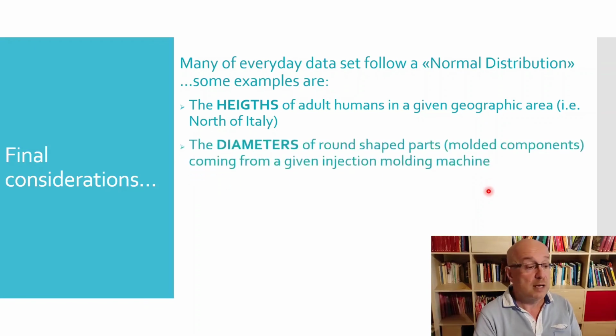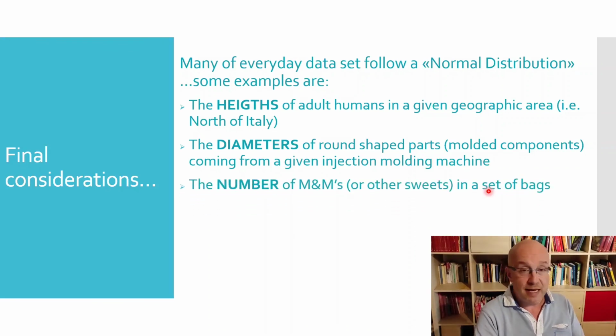The same occurs for the diameters of round-shaped parts. We presented at the beginning of this presentation a chart with 10 values of the external diameters of 10 round-shaped parts. If you plot this data on a Cartesian axis, you will get a distribution of crosses that immediately reminds us of the bell-shaped curve, and the same as we have just seen as an example, the number of M&Ms or other sweets in a set of bags.